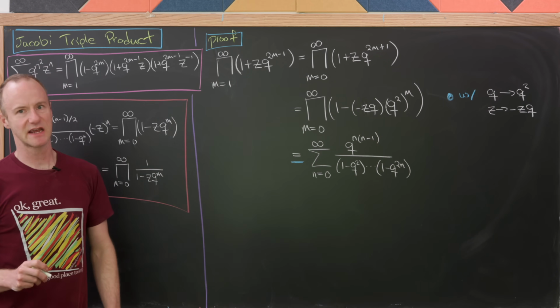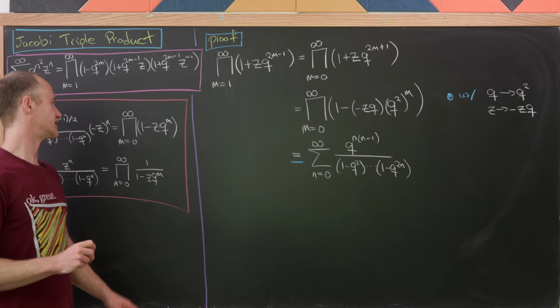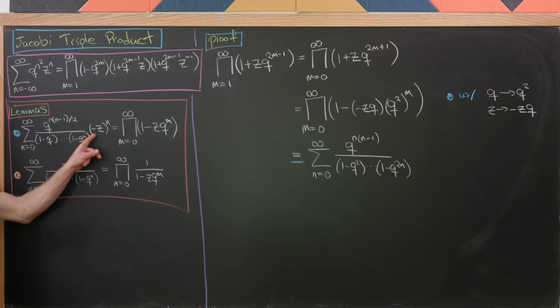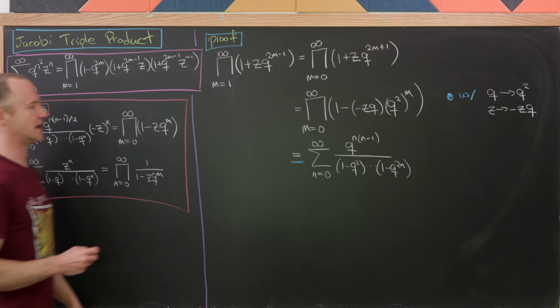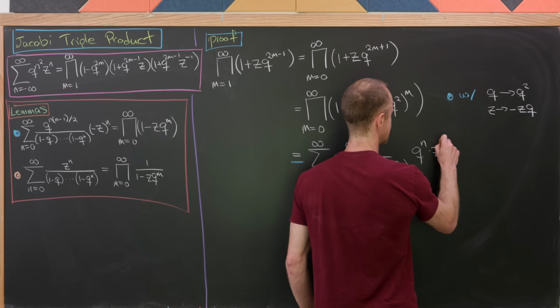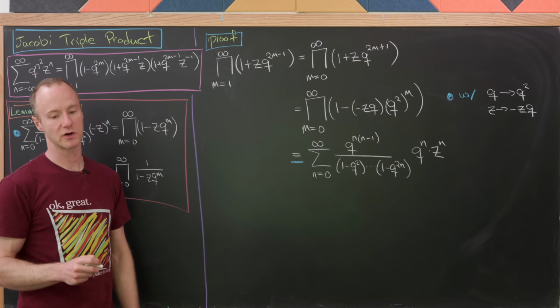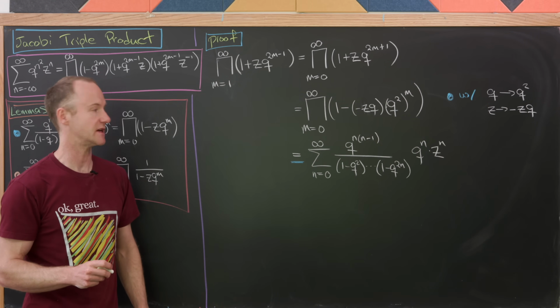So that takes care of our q replacement. And now let's make our z replacement. So we're replacing z with minus z times q. Well, that's going to get rid of this minus sign, and we'll be left with a q to the n times a z to the n as we distribute that nth power to the q and to the z.